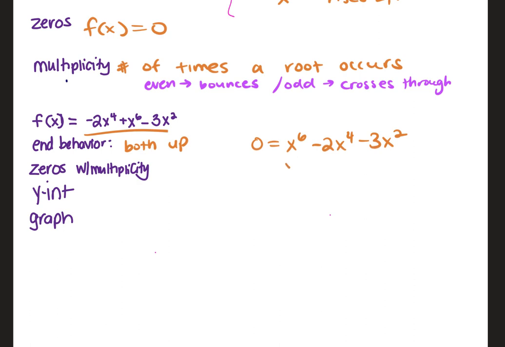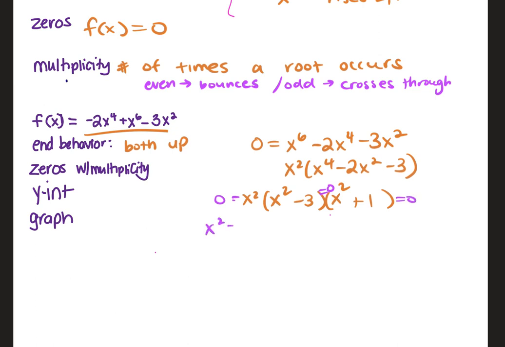I can take out an x squared, and I get x to the 4th minus 2x squared minus 3. And that can be factored a lot like we normally do, but instead of putting x's here, we do x squared. Factors of negative 3 that sum to negative 2 are negative 3 and positive 1. And then we split and solve.